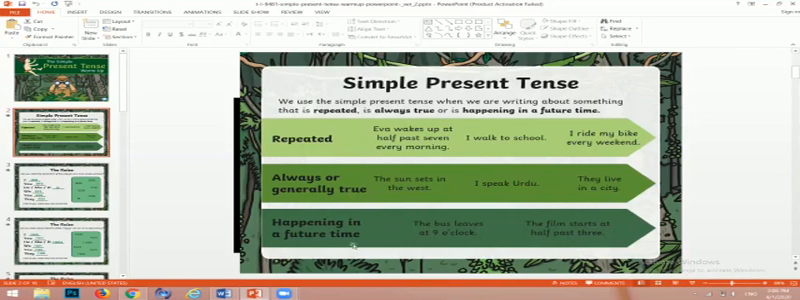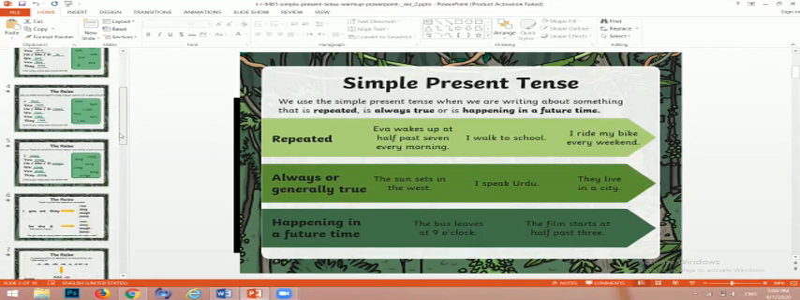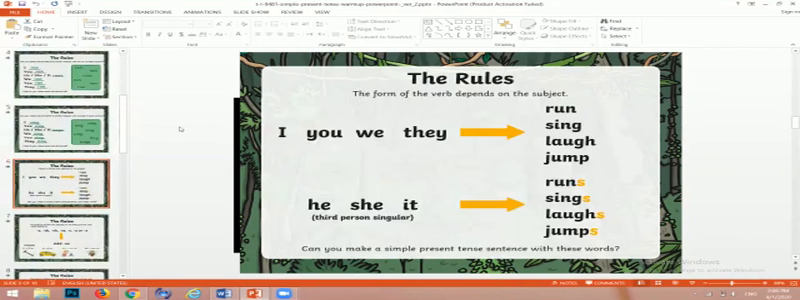Here, Jack TV all day. So Jack, watch. The verb here ends with CH, so we'll add ES. Jack watches TV all day. So this is an action that happens every day, a habit or a routine. Okay.